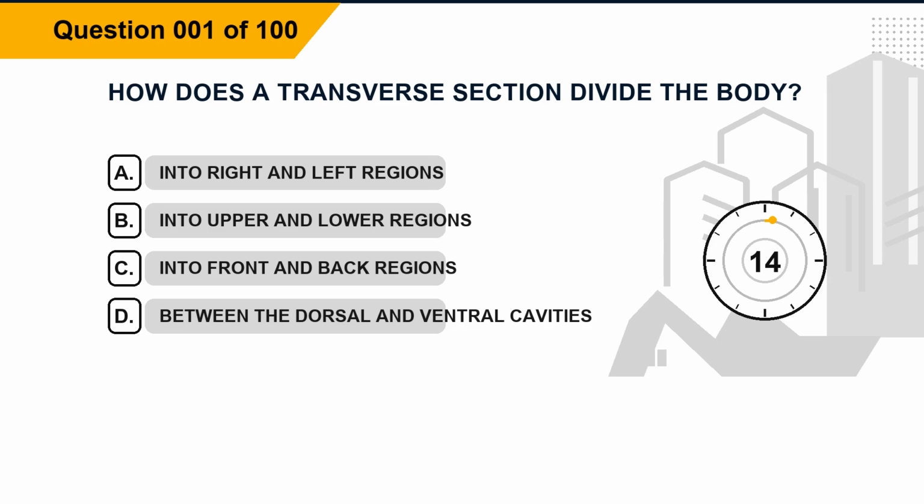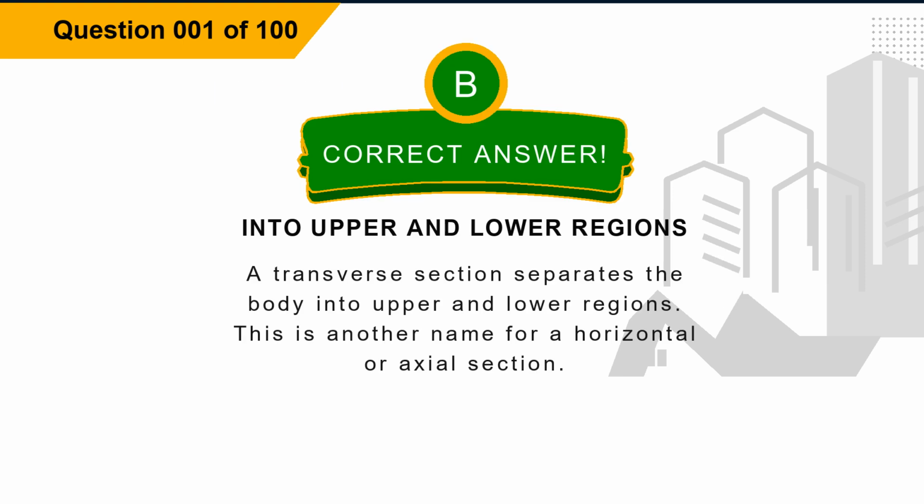Question 1. How does a transverse section divide the body? Option A, into right and left regions. Option B, into upper and lower regions. Option C, into front and back regions. Option D, between the dorsal and ventral cavities. The correct answer is option B, into upper and lower regions. Explanation. A transverse section separates the body into upper and lower regions. This is another name for a horizontal or axial section.